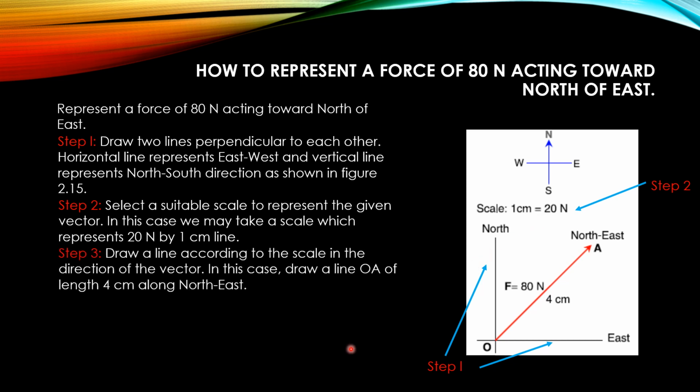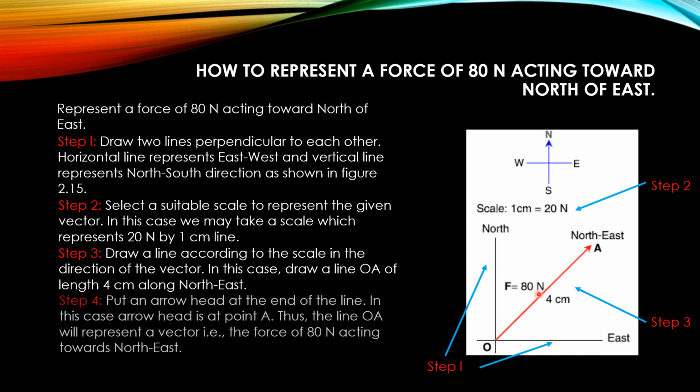Step number 3. Draw the line according to the scale in the direction of the vector. In this case, draw a line OA of length 4 centimeters along northeast. As you can see in step number 3, we have drawn line OA, which equals 4 centimeters and represents the magnitude of a force which is 80 Newton, and the direction is northeast, north of east. So OA is representing a vector F having length 4 centimeters and representing the magnitude of 80 Newton.